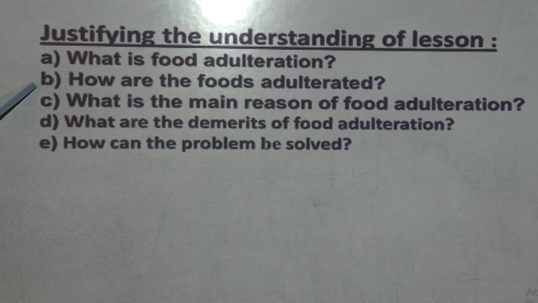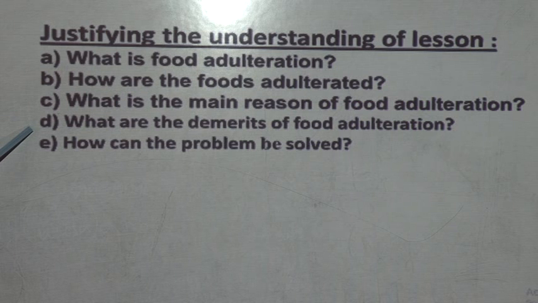Number B, how is food adulterated? By mixing different types of chemicals and pesticides, foods are adulterated. Number C, what is the main reason for food adulteration? The main reason for food adulteration is unconsciousness. In order to get maximum profit, we mix some chemicals and pesticides, but we cannot judge ourselves that these are very harmful for our human body.